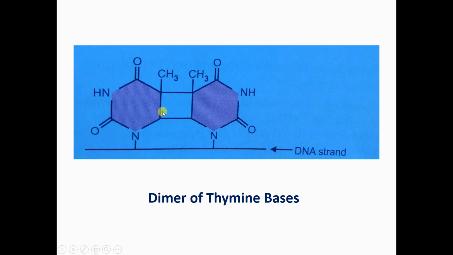These are the two adjacent thymine bases. This is the glycosidic linkage. So here between these two thymine bases there should not be any bond, but due to UV radiation it will lead to dimer formation between the two thymine bases.